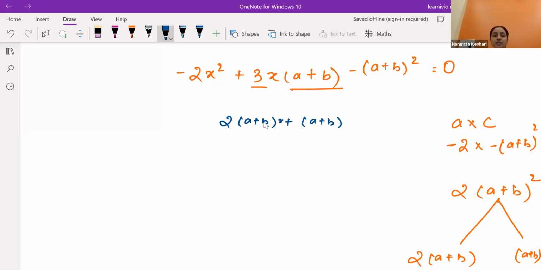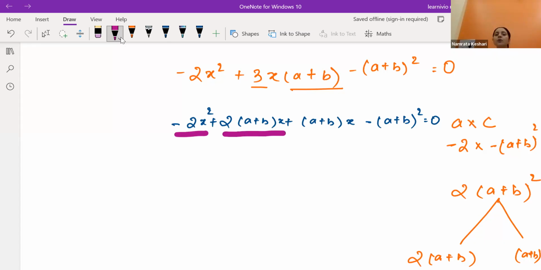x is there along with both of them, minus 2x square is there, then here minus a plus b whole square will be there. Now we will take out common the way we take. Now here while taking out the common, we will be careful from this minus 2x square and plus 2(a plus b)x. What is common? So it's simple. We can see that 2 is common. We can see that x is also common. Right, Zoha? Yeah.